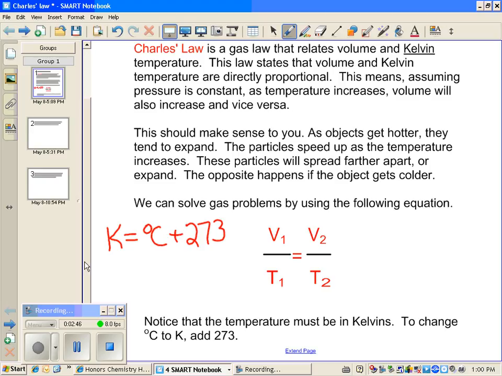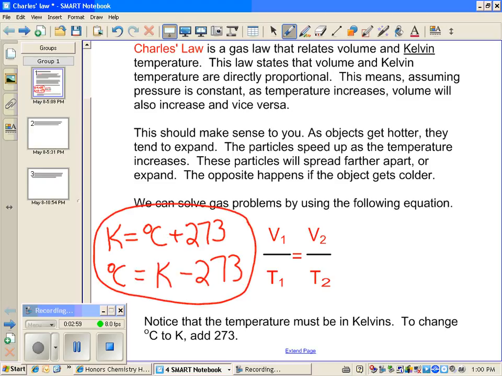What if I ask a question that says I want the answer back in Celsius? I will just subtract 273. So if I want degrees Celsius, I take whatever I have in Kelvin and subtract 273. Learn these. They're not really gas formulas, but it's an easy thing that a lot of people will forget to do: make sure your temperature is in Kelvin.